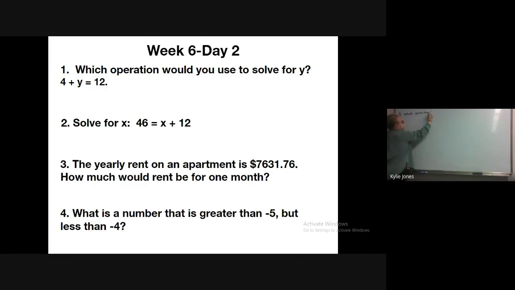Oh, really? If I only paid that much, I would be super happy. Only $12 for rent? That's $600-something. Okay, focus, please. Get to work.